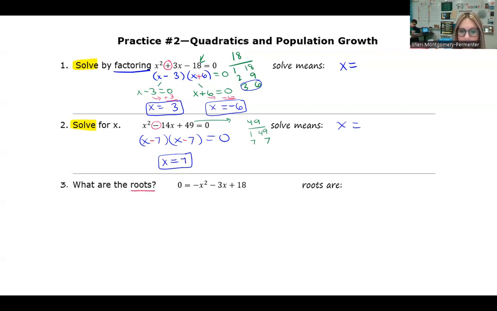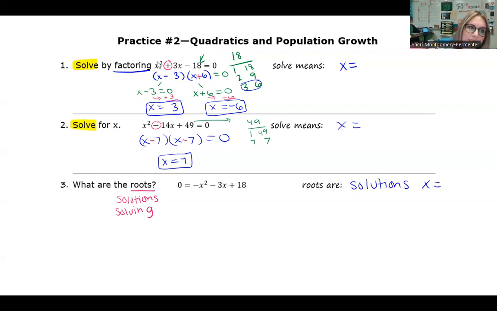Okay, roots. There are other words for roots. When you're looking for roots, there are also solutions, which you're solving. So again, if you're solving, roots are solutions. That means they are also X equals. So this one is a little different though. Do you see how this one has a negative X squared? You can't work it the same.